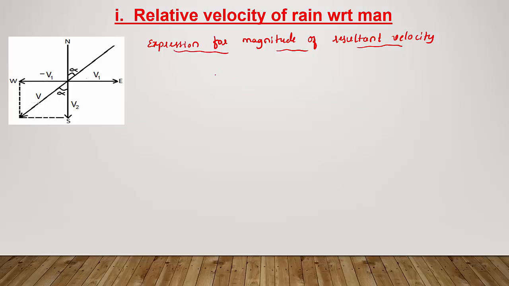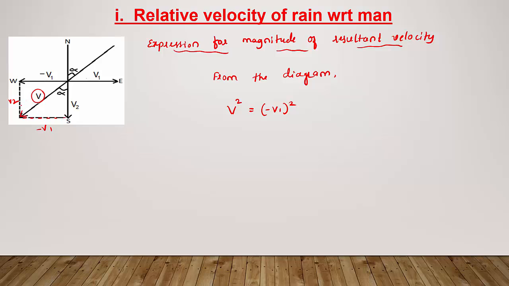From the diagram I am going to write the resultant velocity, denoted by V. You can observe this dotted line. Let us join these lines here, south and this is west. So V equals, we can use the Pythagoras theorem. V square equals, I can write minus V1 squared, this is minus V1 and this is V2.